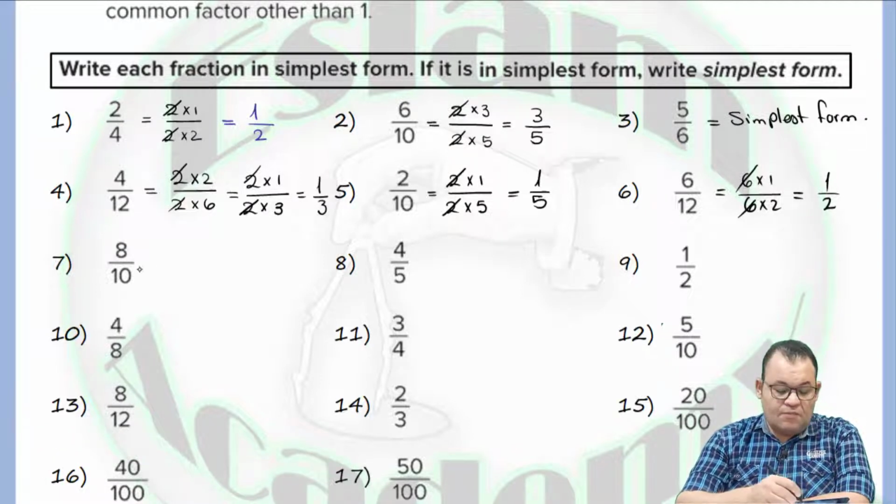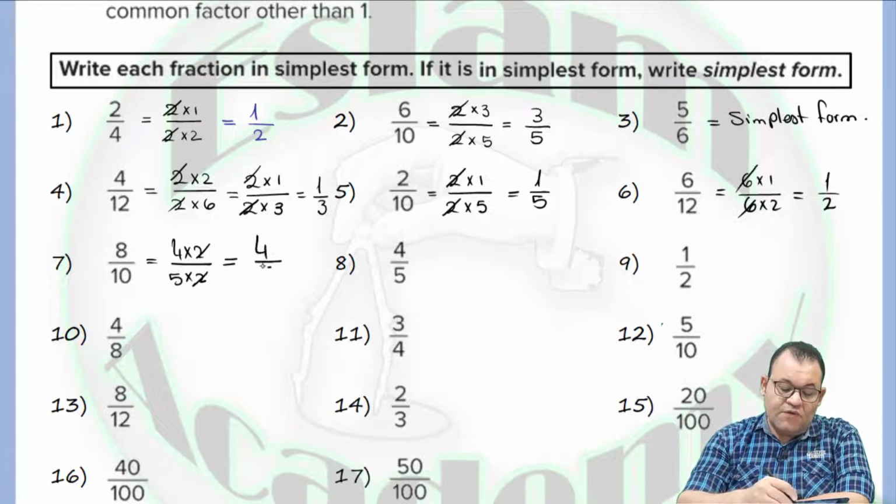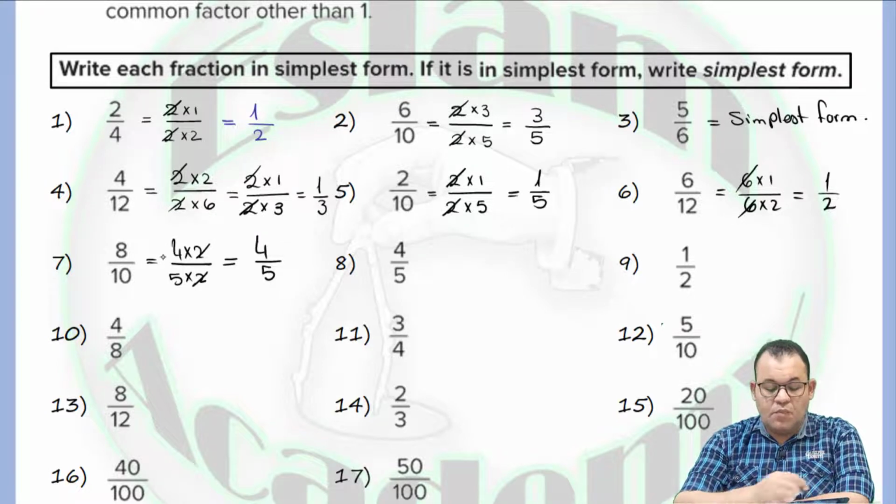8 over 10. 8 is equal to 4 times 2, and 10 is equal to 5 times 2. Cancel out 2 and 2, so the answer now will be 4 over 5, and that will be the simplest form. If you look at 4 over 5, you will find that it is the simplest form.